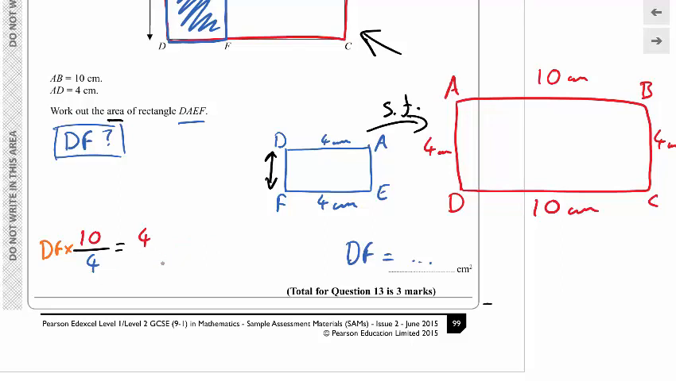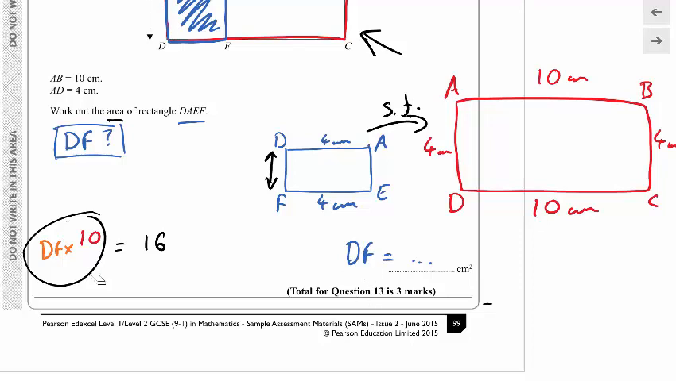I can now work with this, because if I multiply both sides by 4, you're happy that on the right hand side my 4s cancel, and I'm just left with 4 times 4. Well, 4 times 4 is just 16 on the right hand side. But look at this: I've got DF times 10 equals 16. I'm just after DF on its own.